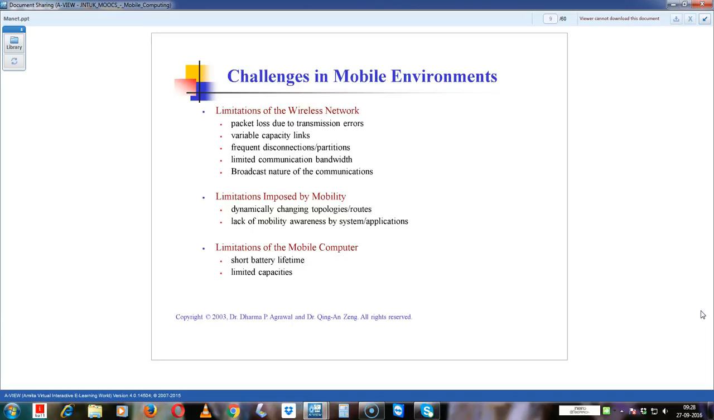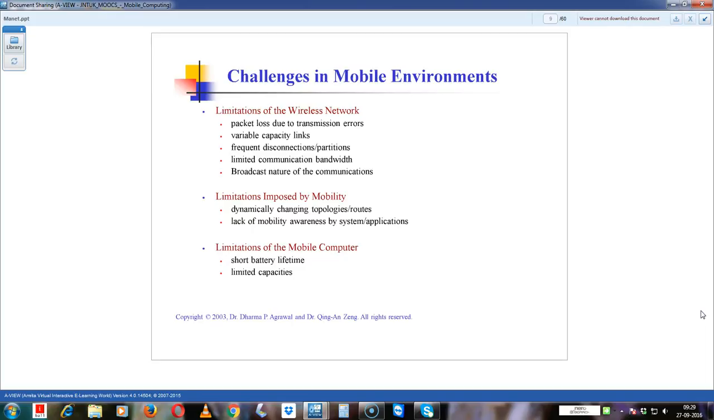So we'll go for what the basics are in mobile environments. There are some challenges which we need to face in mobile environments, like the limitations of wireless networks, such as packet loss due to transmission errors. If we have transmission errors, your packet can be lost. Variable capacity links, that is, your bandwidth is variable in this case. Frequent disconnections. If your connection is disconnected, there will be frequent disconnections and partitions. Limited communication bandwidth, as we already discussed, like the broadcast nature of the communication.